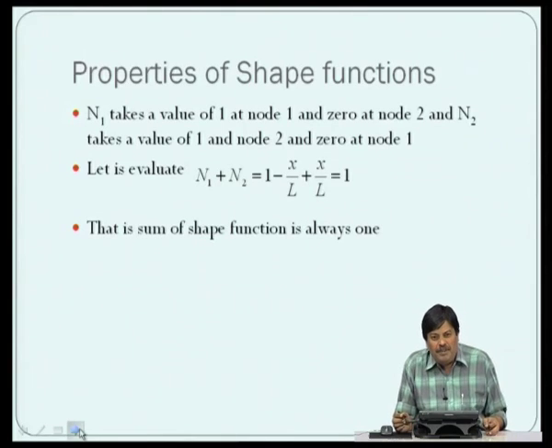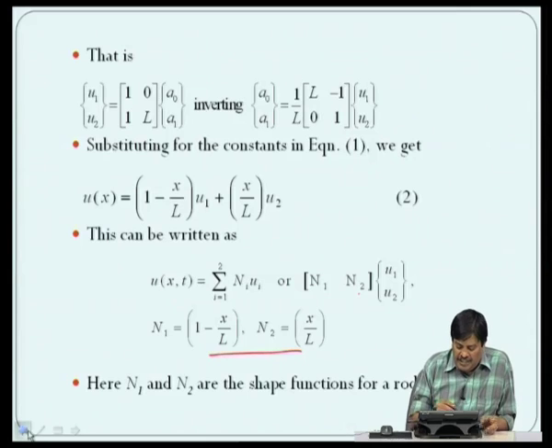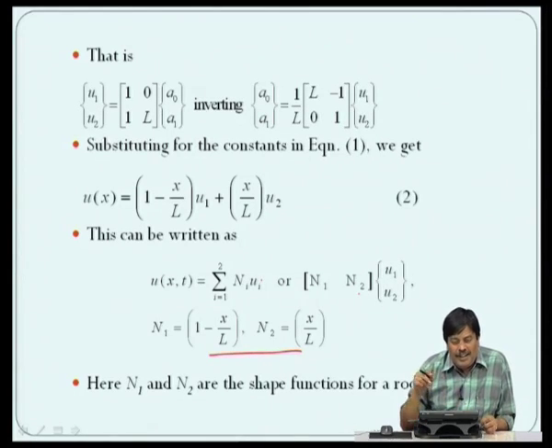So, what are the properties of the shape functions? If we go back, x equal to 0 is the left node where displacement is u1, and x equal to L is the right node, which is where the displacement is u2. Now suppose we substitute x equal to 0 here, that is at the left node, n1 will be equal to 1 and n2 will be 0. So, it takes the value of unity at node 1 where the displacement has to be satisfied.